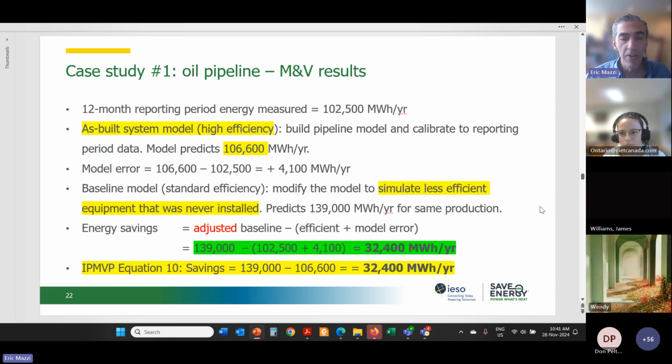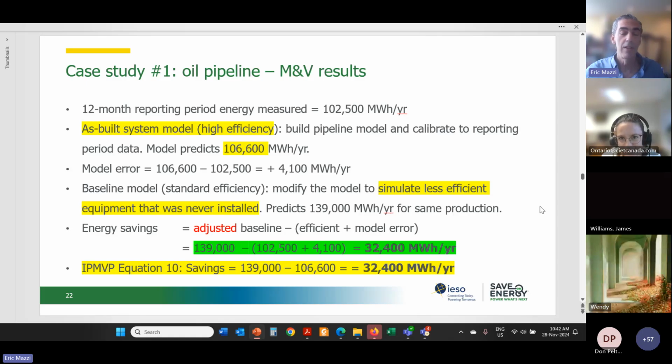And just to state the obvious here, why is there no calibration error for the baseline? Anybody? Because there is no baseline. It wasn't measured. Yeah, thank you. You cannot calibrate to the system that never existed. Just like a new building, right?